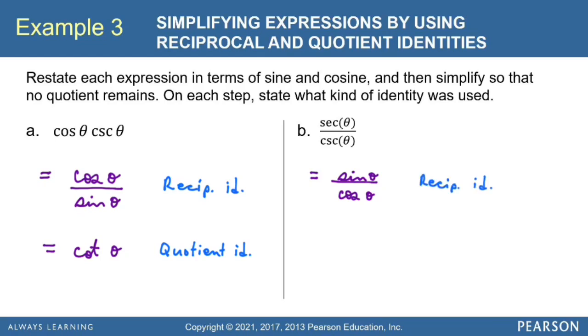Okay, now because we can't leave a quotient in our final form, we need to think about whether we can rewrite this as some other function. So we know from our quotient identities that sine of theta over cosine of theta is equal to tangent of theta. And so now I just want to write down that the reason I was able to do that step is because I used a quotient identity.